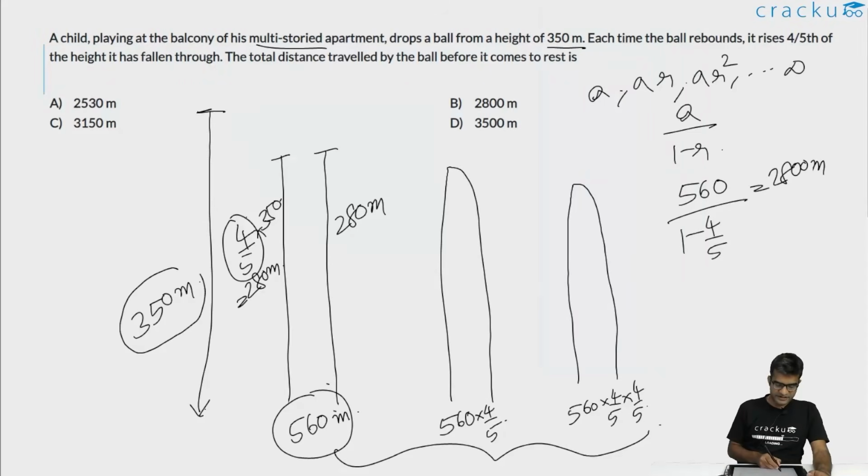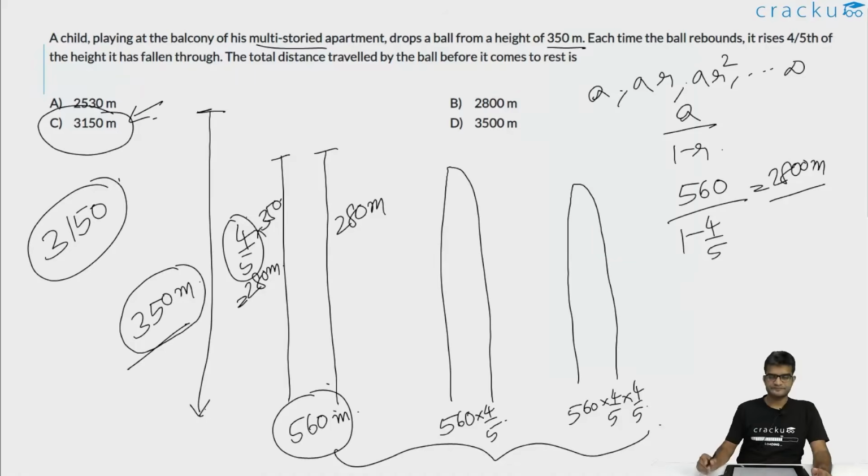And don't forget to add the 350 meters at the start. So the total distance traveled by the ball is 2800 plus 350, which is equal to 3150 meters. So the correct answer is option C.